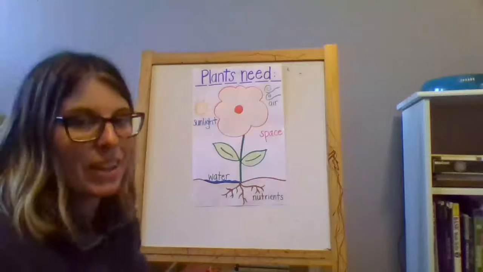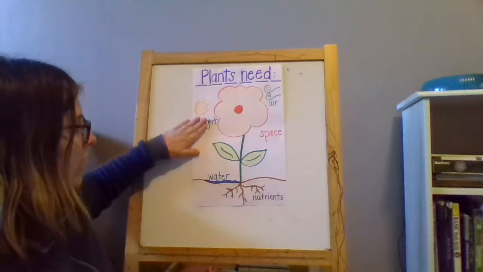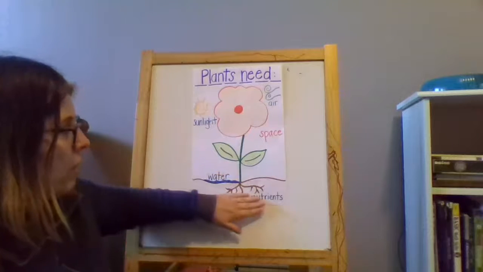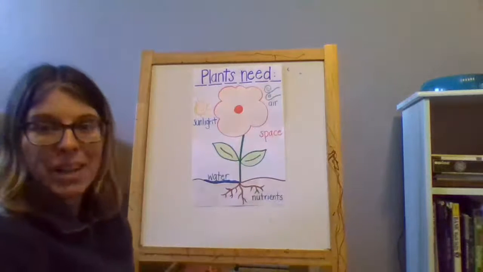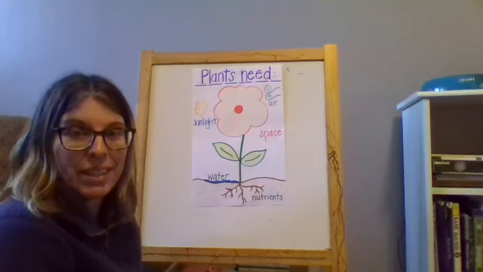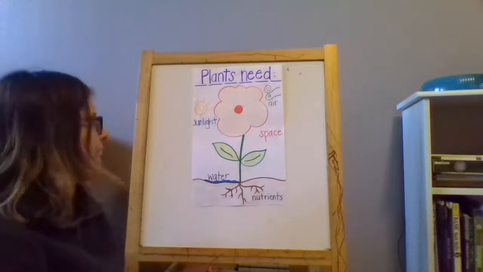Right? So these are the things that plants need: sunlight, water, nutrients, air, and space. Were any of these ideas that you thought of? Good for you. That's great.